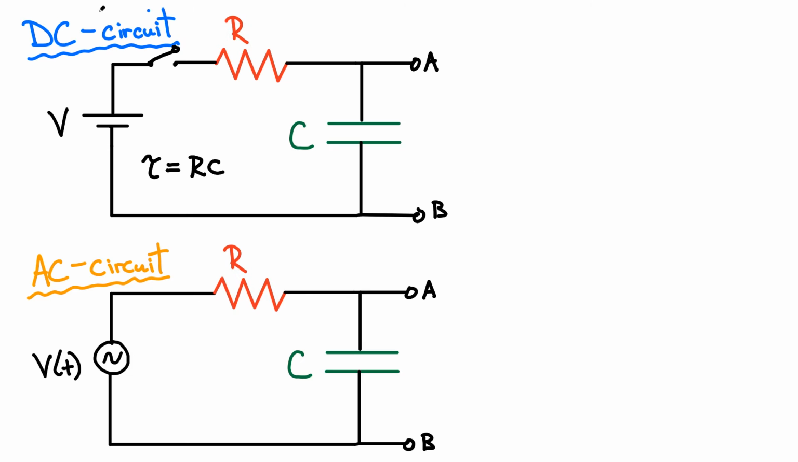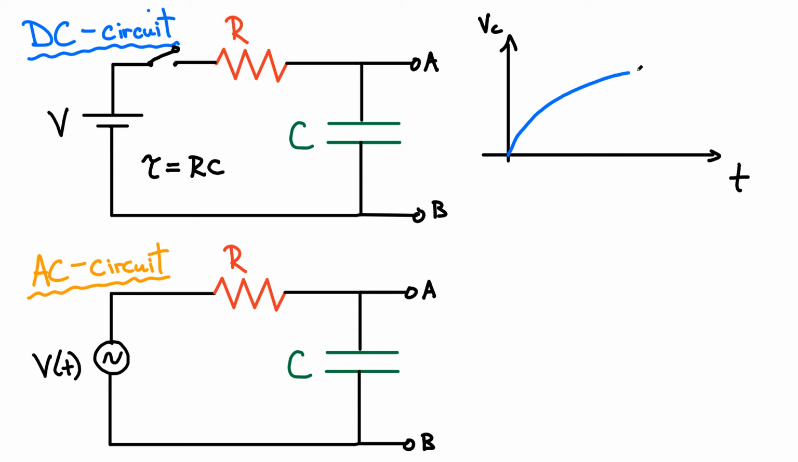All right, I want to first consider the DC case here. Let's recall what happens. So you have just a constant voltage. You close the switch, and then eventually the capacitor begins to charge. Initially, if there's no charge across the plates, the voltage across the capacitor, call it VC as a function of time, is initially 0. And eventually it's going to reach some saturation value, and that saturation value is basically the voltage of that battery that we have.